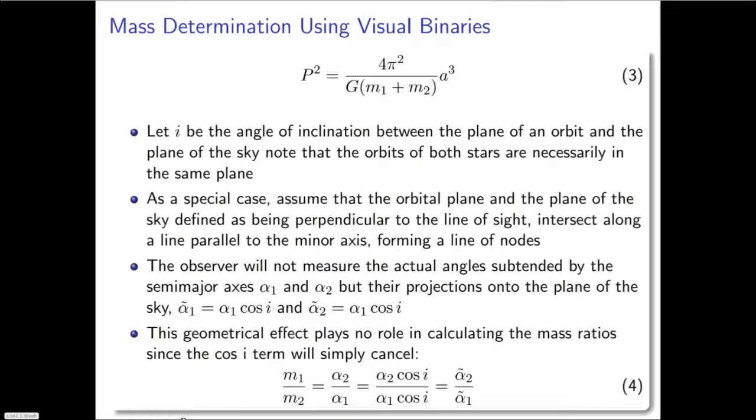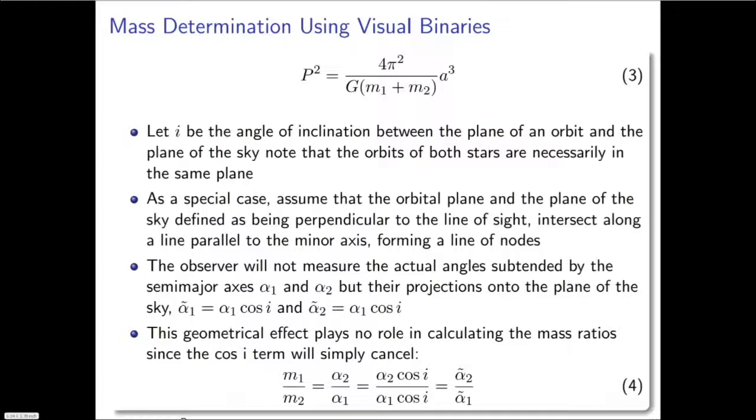Now I will substitute the values of alpha 2 and alpha 1, which I am going to measure. Once you put that, you will substitute their projections, that is alpha 2 cos I upon alpha 1 cos I. Once you substitute the projection, you will again get the projected value of alpha 2 by alpha 1. So we can see that this projection effect makes no significant difference from what I said earlier and what I am saying now, just because both have the same term, cos I, which gets cancelled.